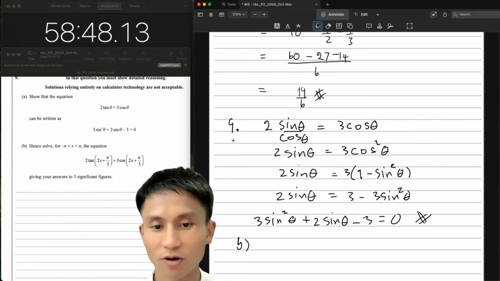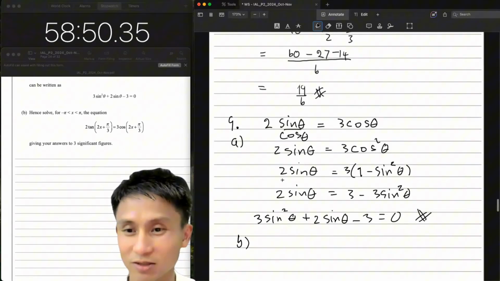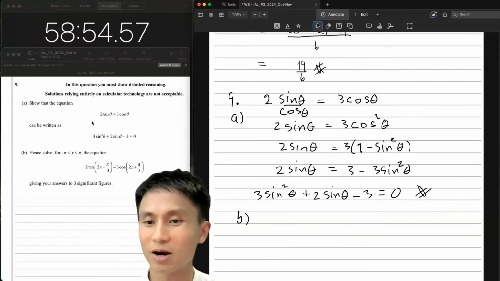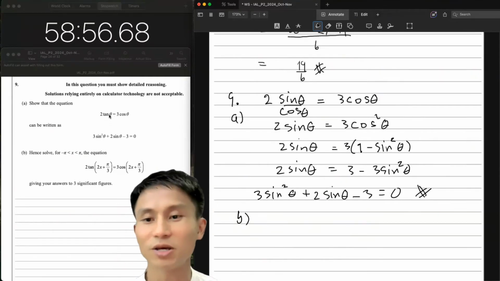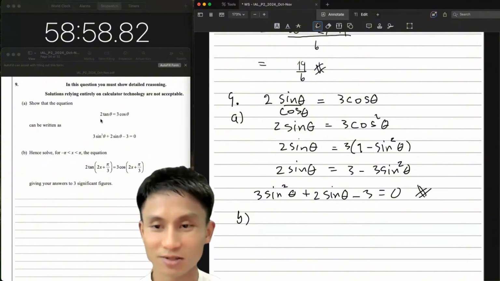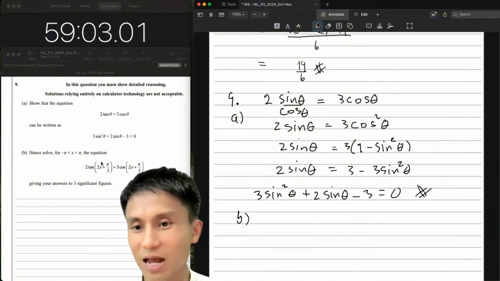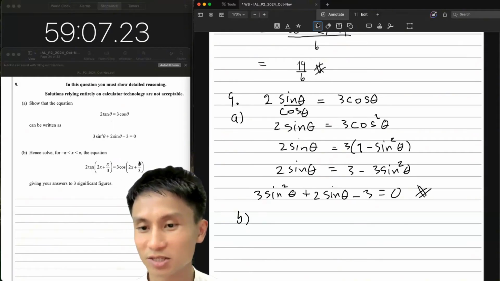Part B, hence solve. All right, so we're going to solve some trig function here. It's fun, guys. Note that you compare, when you see this, right? This might appear in P3. It actually did this year. So you've got to compare the angle, right? Everything is the same if you compare the first form to this form. It's just the angle.